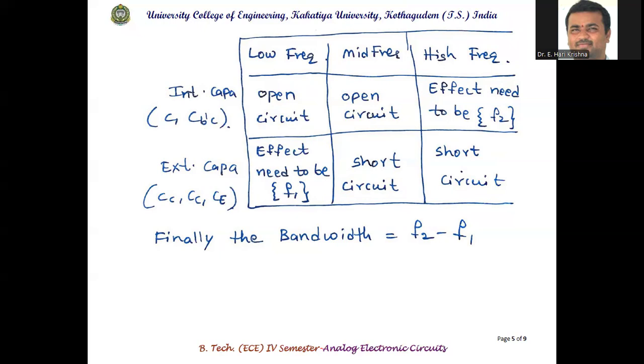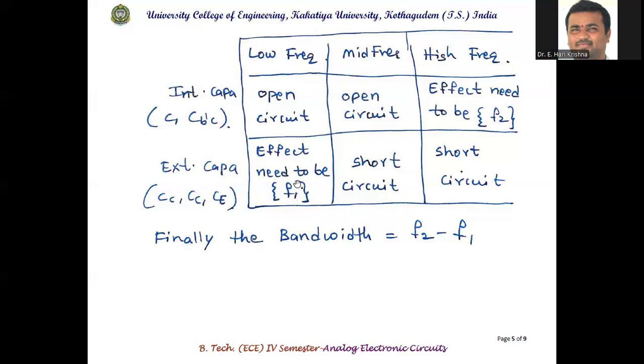Say, for example, 1 picofarad. If you calculate the impedance of that capacitance at a low frequency, say 1 kilohertz, it is 1 by j 2 pi F C. F is 1K, C is 1 picofarad. So 1 into 10 power 3 into 1 into 10 power minus 12 becomes 10 power minus 9. It comes to the numerator 10 power 9, a very high resistance. So we'll consider it an open circuit in low and mid frequency analysis, but its effect needs to be calculated in the high frequency region.